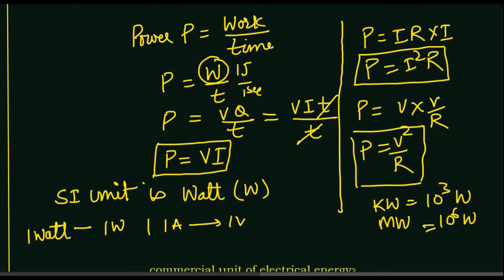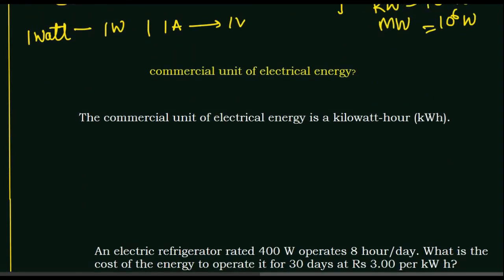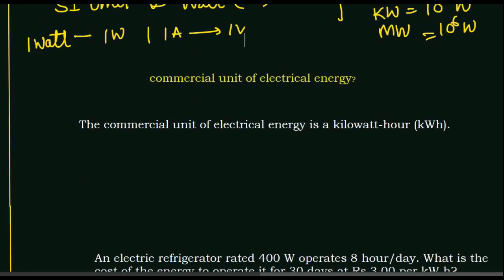Okay, now we move to the next topic, that is the commercial unit of electrical energy. This topic you have already done in junior sections. What is the commercial unit of electrical energy? That is kilowatt hour, which you already know. In this unit, the energy is sold. Since it is using kilowatt, it looks like a unit of power, but it's a unit of energy.